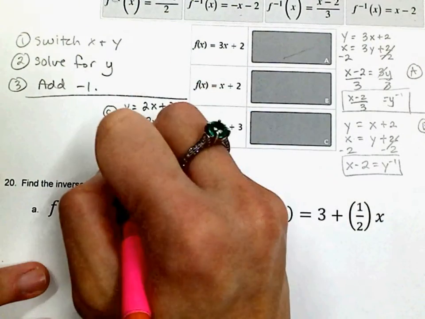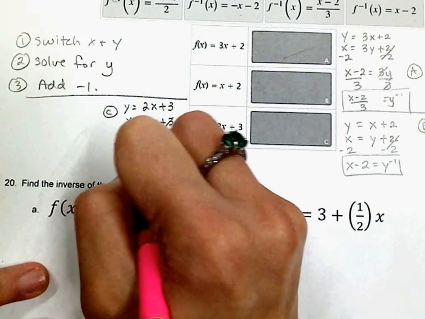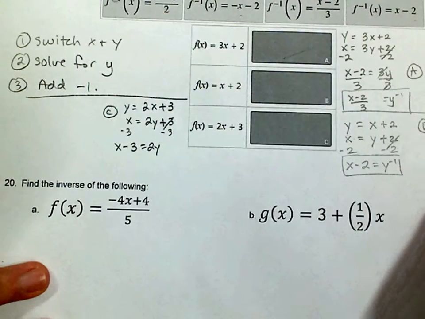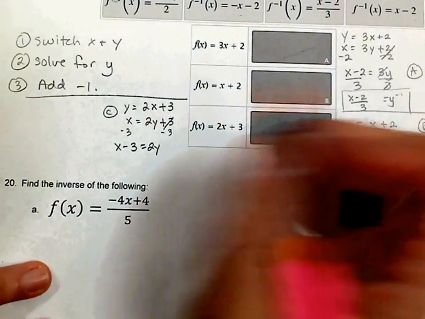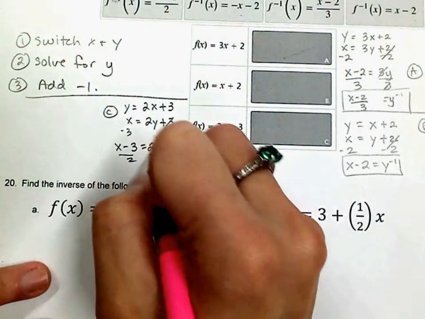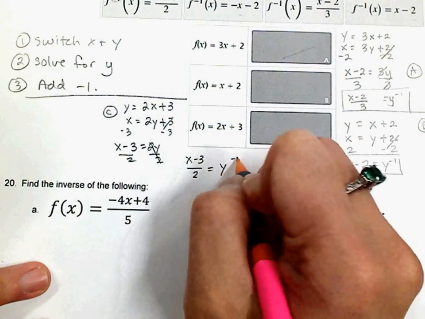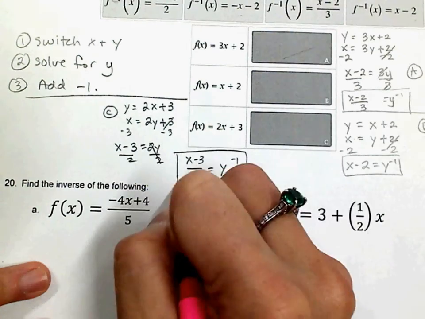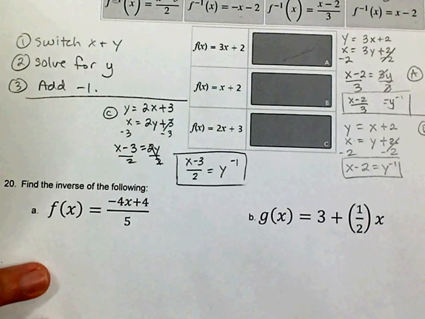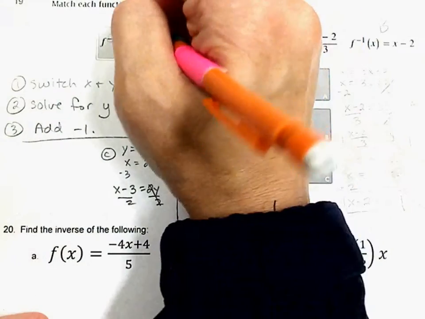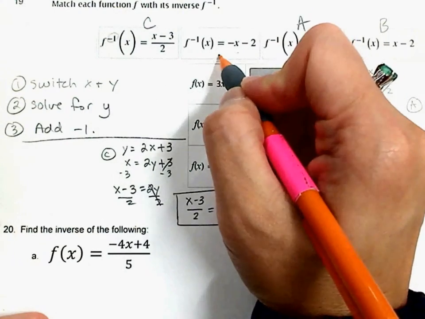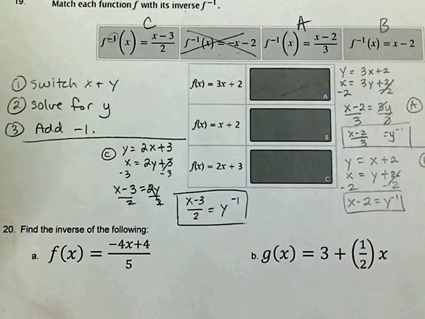x minus 3 equals 2y. Now what? Divide by 2. Cancel. So x minus 3 divided by 2 equals y. Add your -1. Which one looks like that? The very first one. So here's your C. Did we use this one at all? Mark it off. Okay?